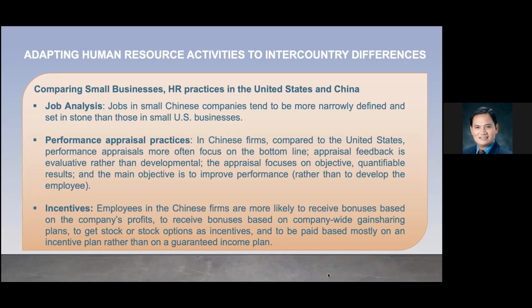And finally, perhaps also surprisingly, given China's communist roots, there's more emphasis on incentive pay than guaranteed salaries in China's small businesses. Employees in the Chinese firms are more likely to receive bonuses based on the company's profits, to receive bonuses based on company-wide gain sharing plans, to get stock or stock options as incentives, and to be paid based mostly on an incentive plan rather than on a guaranteed income plan.